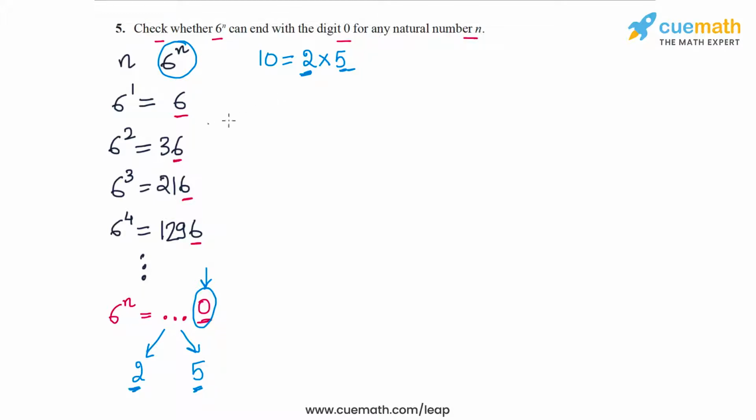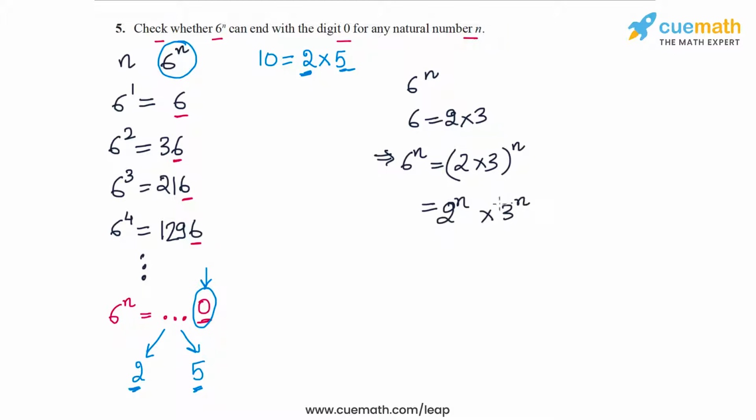Okay, so what is the prime factorized form of the number 6 to the power n? Well, 6 is 2 times 3. So this means that 6 to the power n will be 2 times 3 raised to the power n, and this is equal to 2 to the power n times 3 to the power n. So this means that the prime factorized form of 6 to the power n is 2 to the power n times 3 to the power n. So there are n 2's and there are n 3's in the prime factorized form of 6 to the power n.